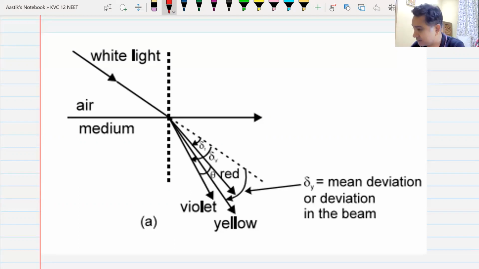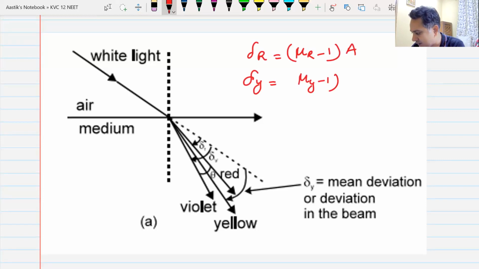Okay, there is delta R, which is the deviation of red light. That will be written as mu R minus 1 times A. There is a delta of yellow light, which can be written as mu Y minus 1 times A. Then there is the deviation of violet light, which can be written as mu V minus 1 times A.